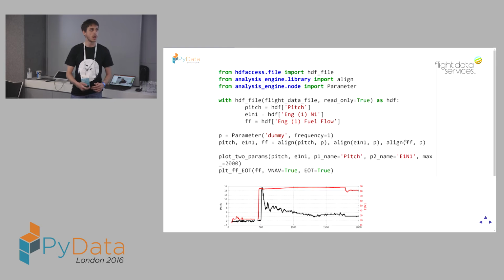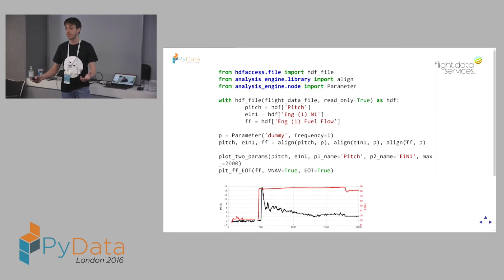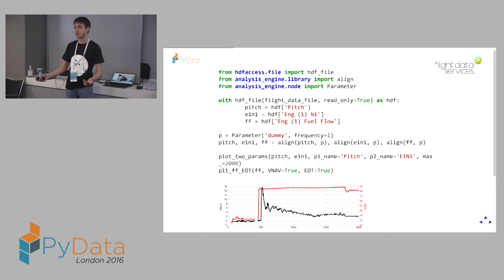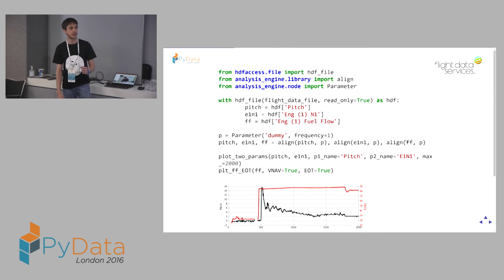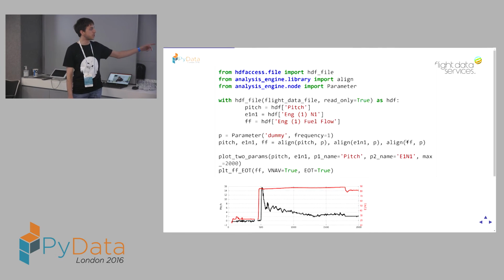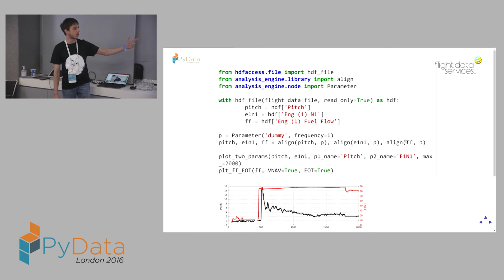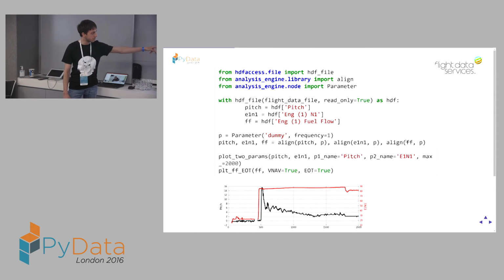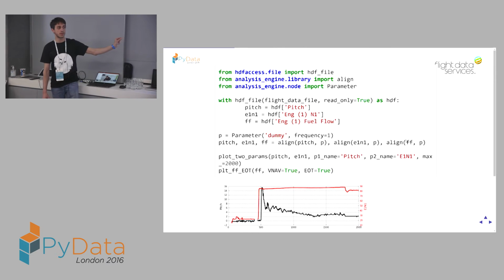As an example of how to use our HDF access, there are many ways. You can subclass our HDF file, or you can use the with keyword, which is very Pythonic, and you essentially access the data as a normal Python dictionary. Now, each parameter is recorded at a different frequency. For example, the normal G is recorded at 8 samples per second, whereas the pitch is recorded at 1 sample per second. Therefore, we first have to align them, and in this example, we align each of them at frequency 1. This is an example showing the pitch and E1N1, the power of the first engine. And as you see, before second 500, there is a piece of missing data.